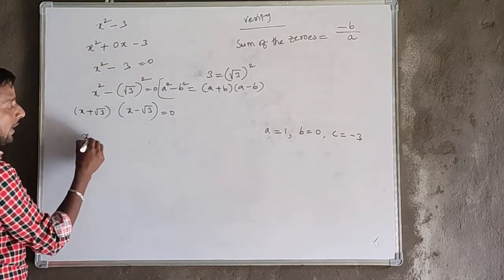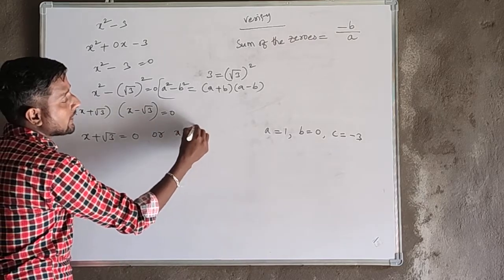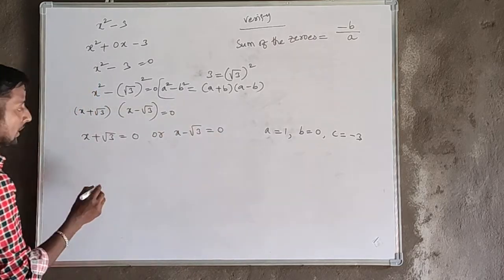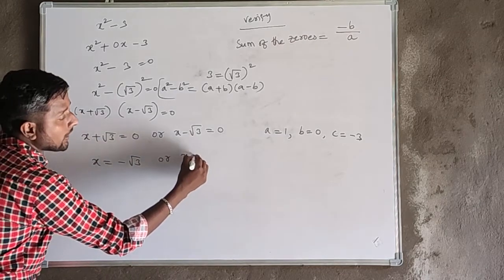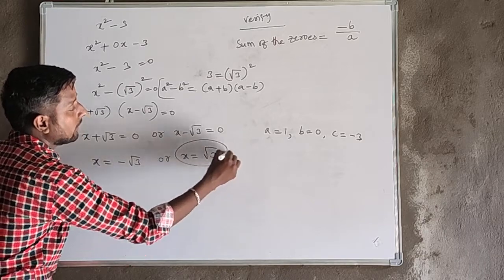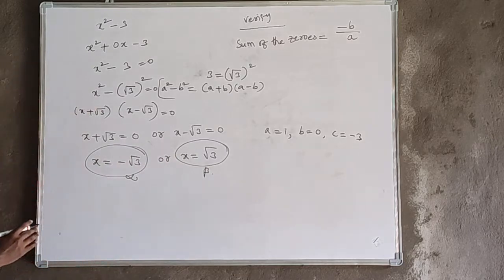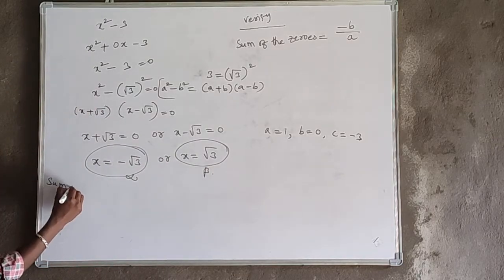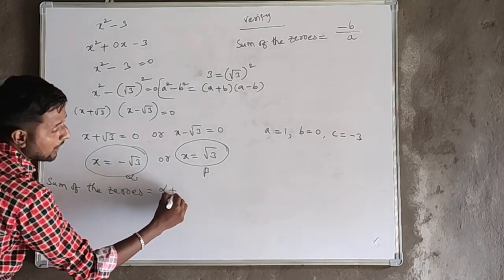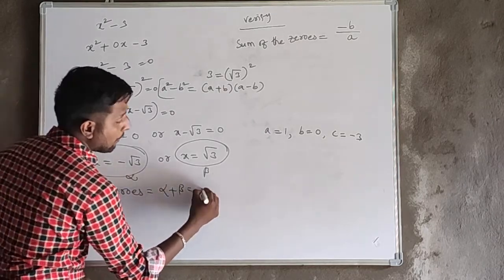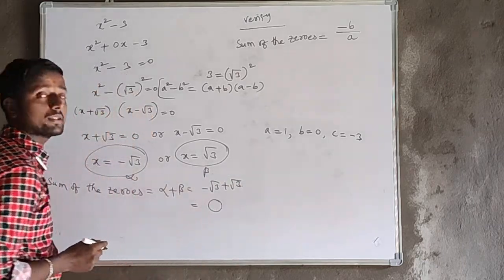Now x plus root 3 is equal to 0 or x minus root 3 is equal to 0. That means either x value is minus root 3 or x value is root 3. Correct? So the first one is alpha, the second one beta. Now we'll find the sum of the zeros. Sum of the zeros, that is alpha plus beta, is equal to minus root 3 plus root 3. So both get cancelled, answer is 0.